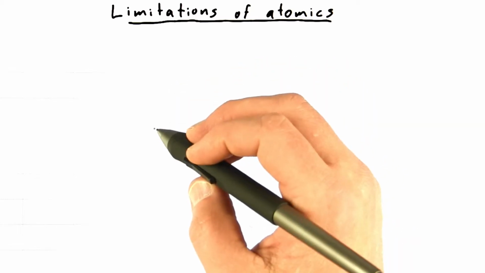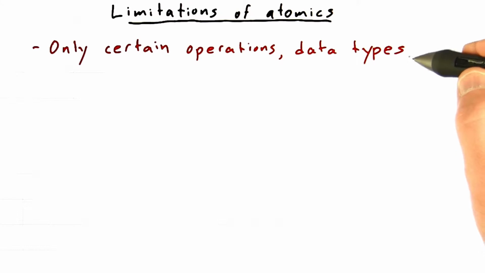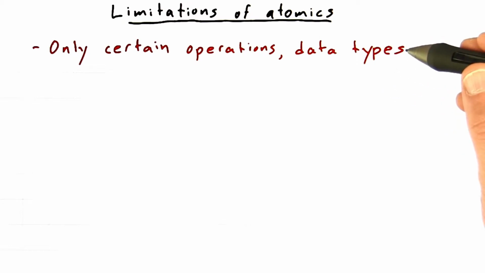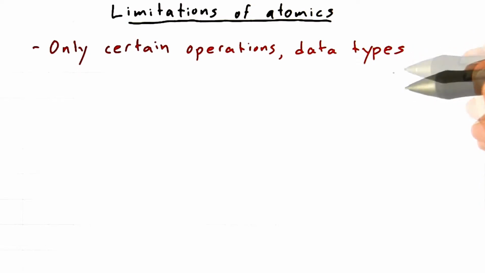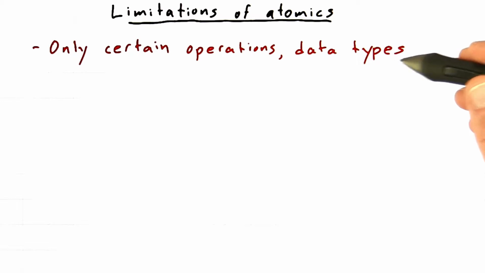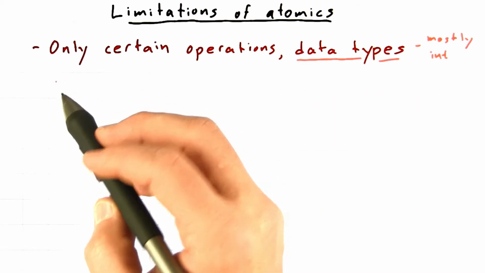So atomic memory operations have a number of limitations that you need to know about. First of all, only certain operations and data types are supported. There are things like add and subtract and min and XOR and so forth, but you can't do every operation. There's no mod, for example. There's no exponentiate. And only certain data types are supported, in particular, mostly integer types. Atomic add and atomic exchange are the only ones that actually support floating point operations.